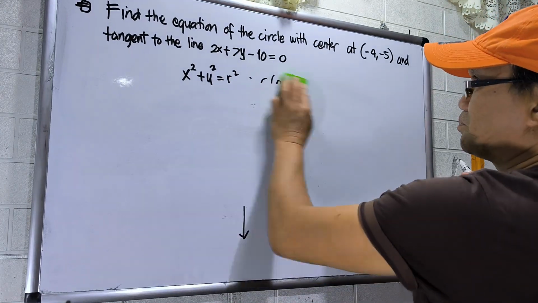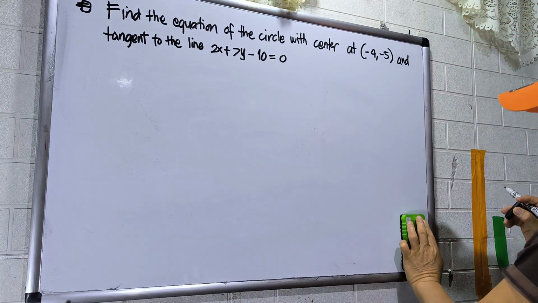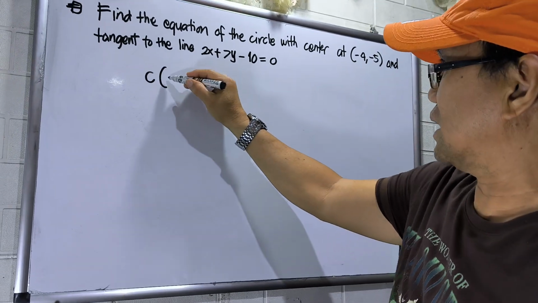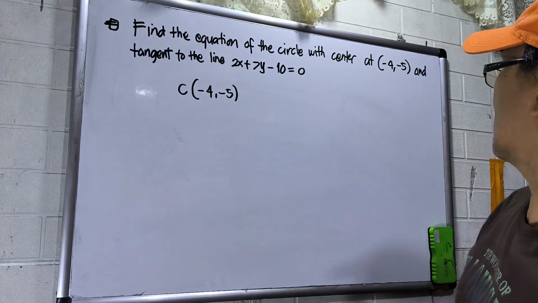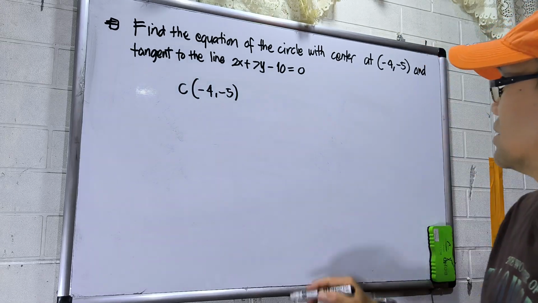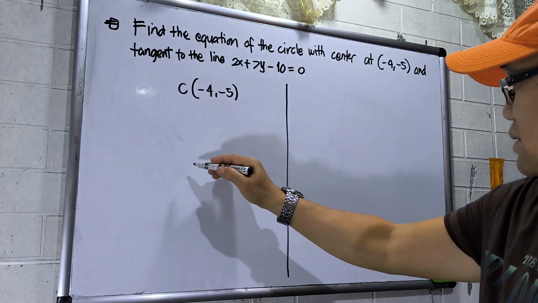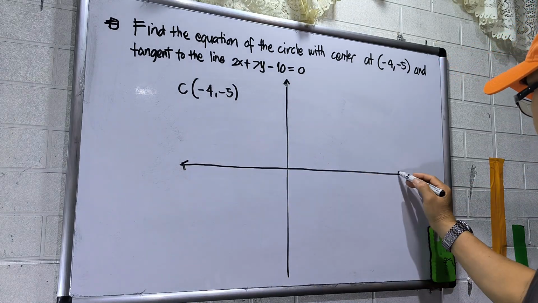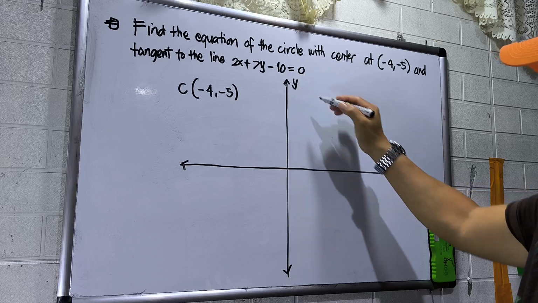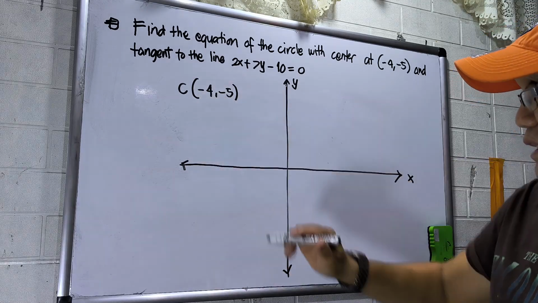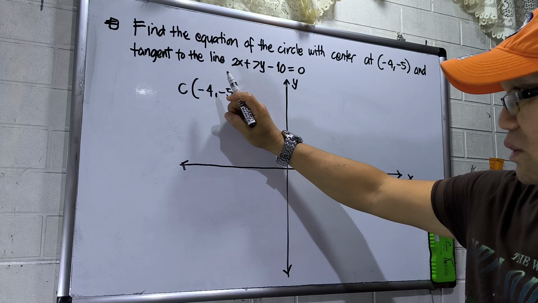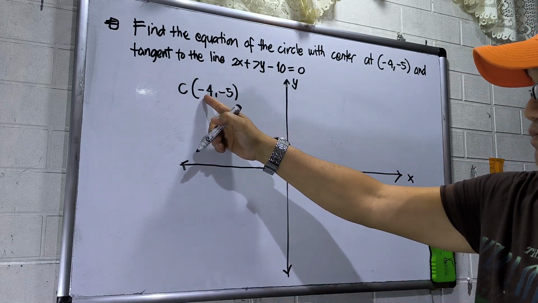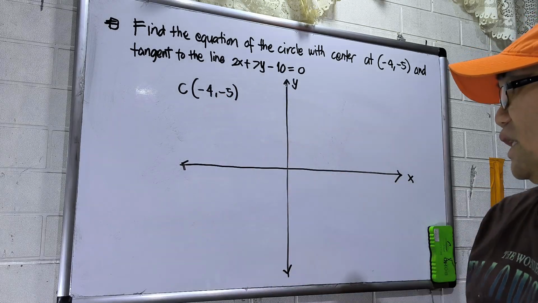Okay, so let us solve this problem. Find the equation of the circle with center given at -4 and -5, and tangent to the line. So let us make a graph first. This is the Cartesian or rectangular coordinate plane. This is the y-axis and this is the x-axis. Here are quadrants 1, 2, 3, and 4. The center point -4 and -5 is in the third quadrant.